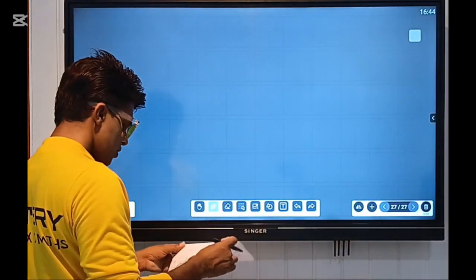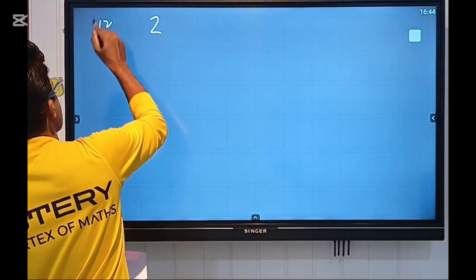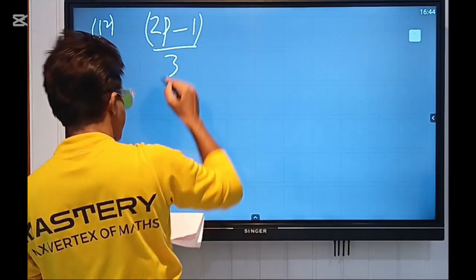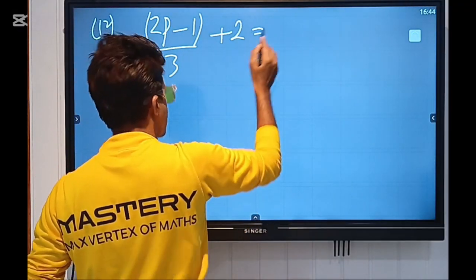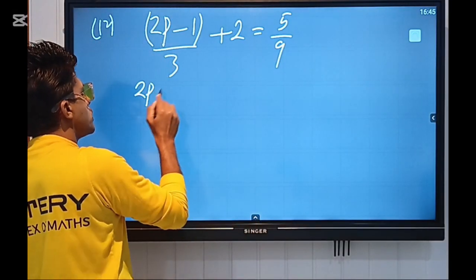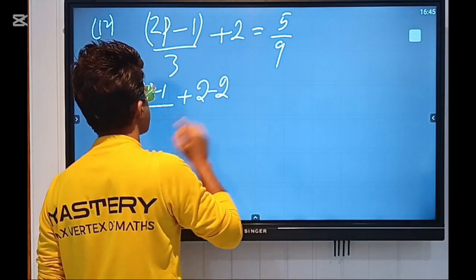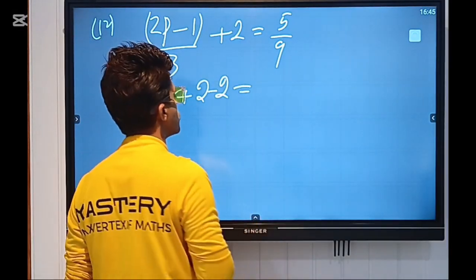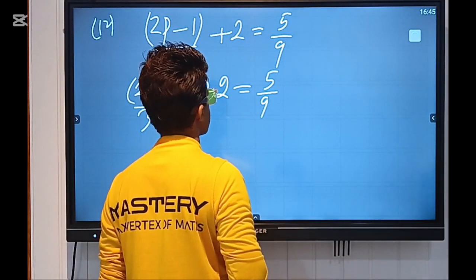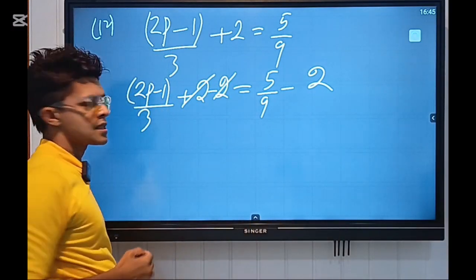So the last question of this exercise, the 12th one: 2p minus 1 over 3 plus 2 equals 5 over 9. So here also it uses the previous method. Here plus 2, so you would subtract 2 from both sides. Then plus 2 minus 2 can be cancelled out.